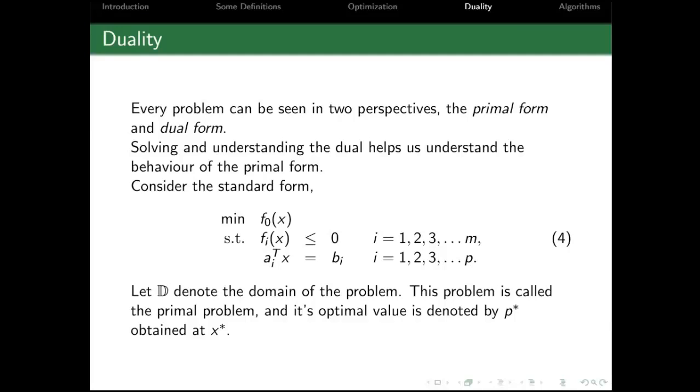So before going ahead, let me just recap the notation which we are going to use. So this is the standard convex optimization problem, and when I say p star, it denotes the optimal value of this problem, and the value of p star is attained at x star, which is the optimal solution.